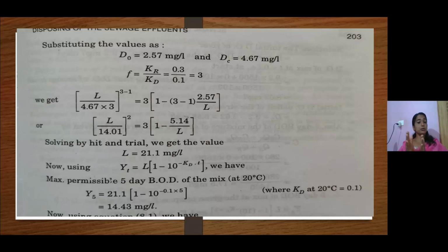That is L is equal to 21.1 milligram per liter.